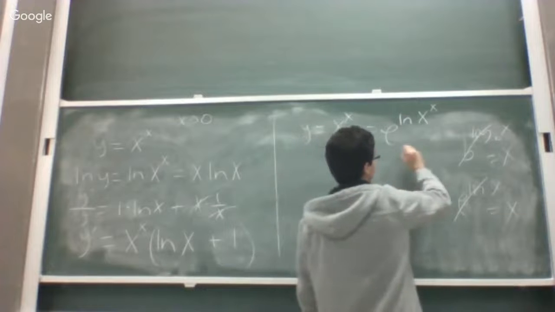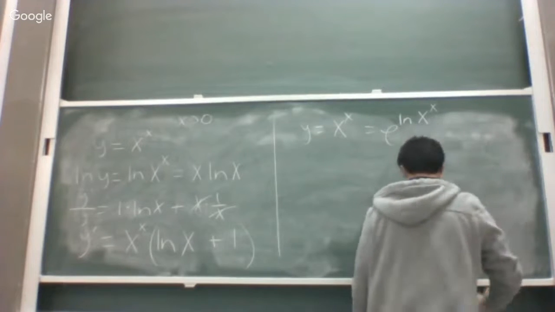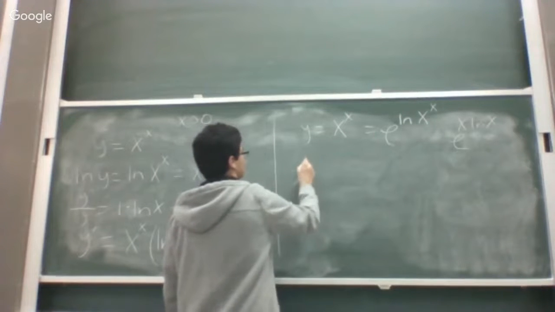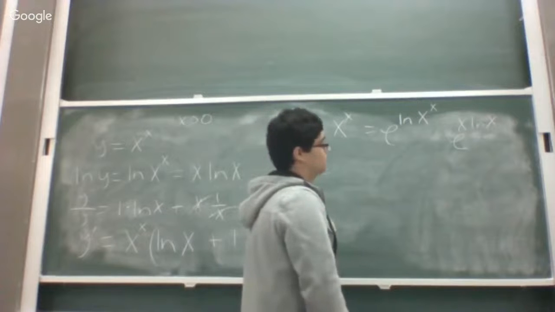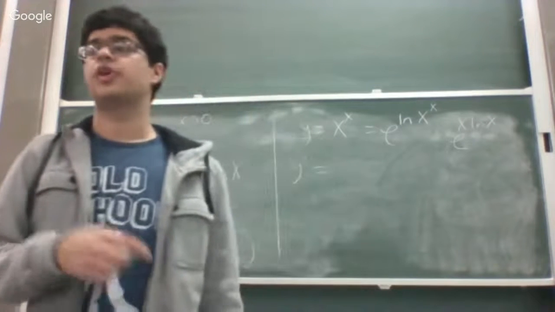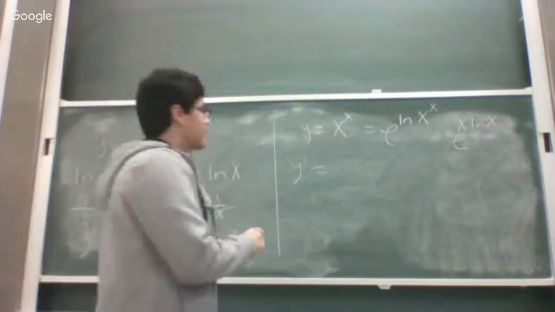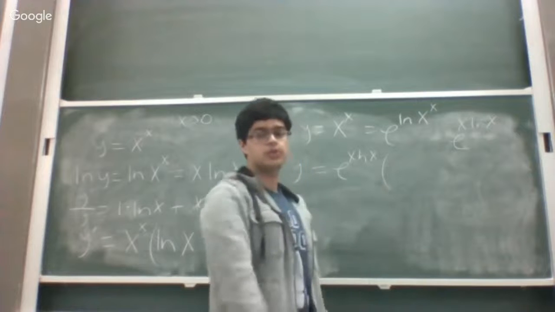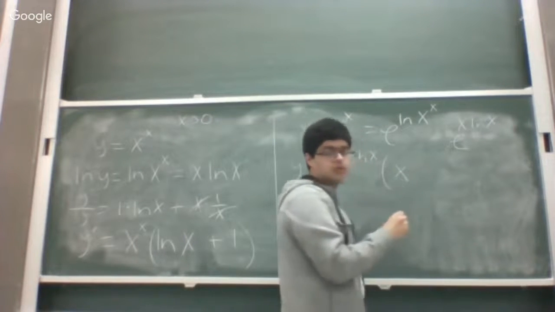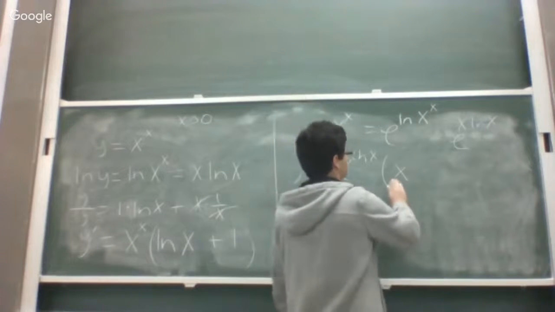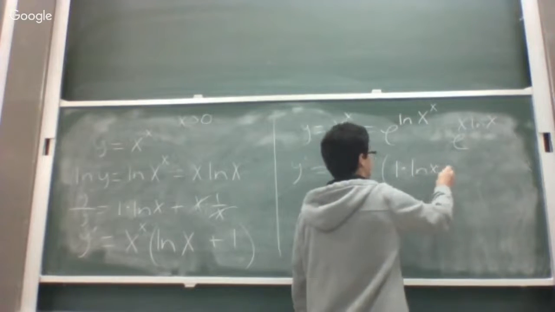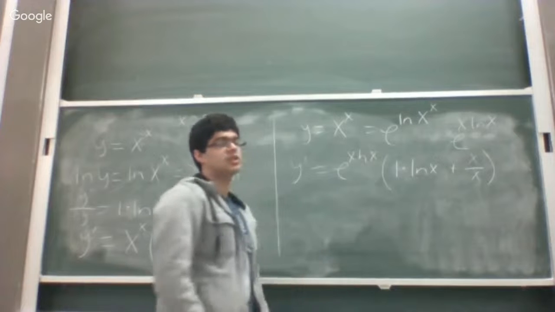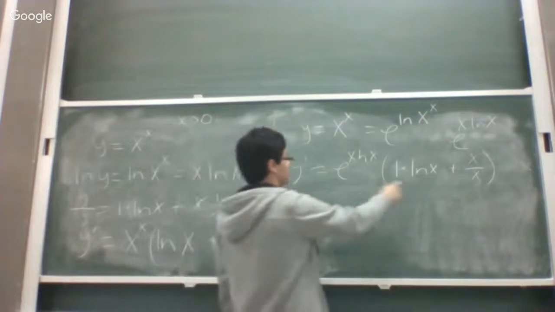So then this is equal to, we can bring that x down, e to the x natural log of x exponent. And then when you do the derivative of it, you take a derivative with e to the u power. So this would be e to the x natural log of x times the derivative of u, which is 1 times the natural log of x plus x over x. You guys get what I'm doing here? The derivative of e to the u is e to the u times du. So that would be the derivative.